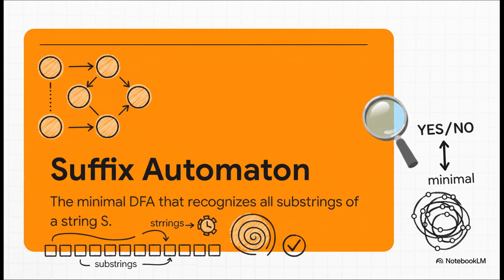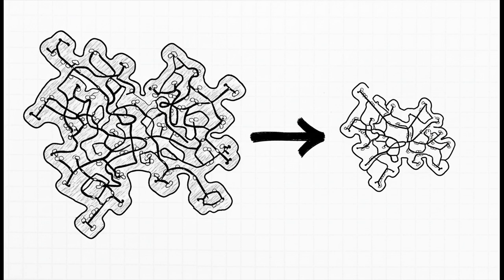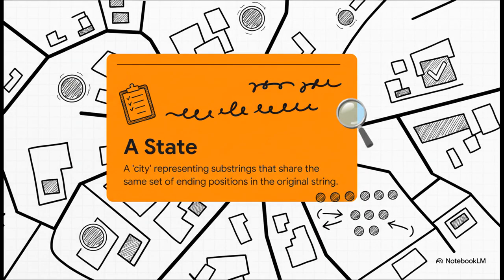No wasted space. That formal definition is cool and all, but to really wrap our heads around this, we're going to need a better mental model. So let's build one. Honestly, the best way to think about a suffix automaton is to picture a map. It's like the smallest possible roadmap that has a specific path for every single substring in your text. On this map, every state is like a city, and each city represents a whole group of substrings. The thing they all have in common? They all end at the exact same places in the original string. This idea is formally called end-pos equivalence, but city is way more intuitive, right?